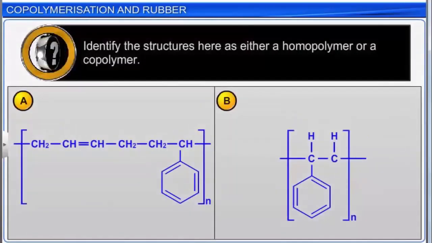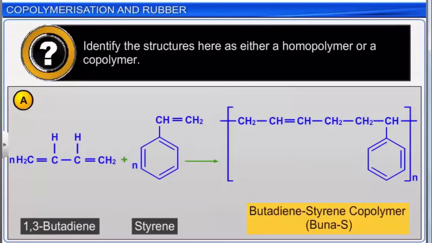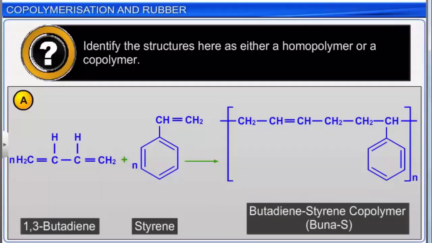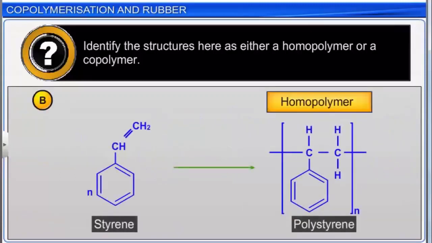Here is a problem for you to try based on this concept. Identify the structures here as either a homopolymer or a copolymer. Structure A is a butadiene-styrene copolymer, BUNA-S. The monomers used are 1,3-butadiene and styrene. Structure B is a homopolymer, polystyrene. It is made from styrene monomers.